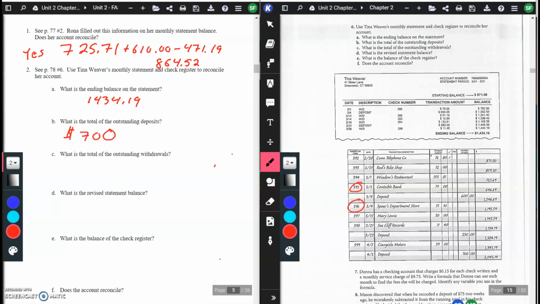I don't see check $397 up here. So if you look here at the top part, for your check numbers, I don't see check 397. So check 397, that is one of them.